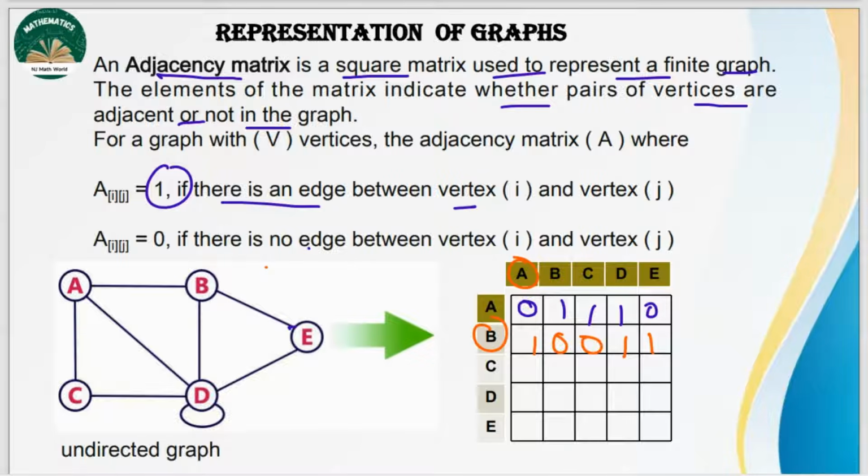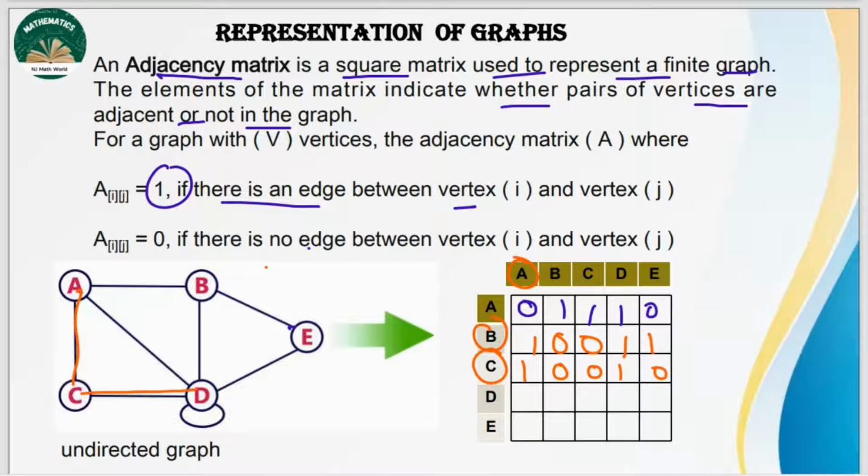Next one, if you take C, from C to A we have 1. C to B we have no edge. C to C we don't have a self loop. C to D we have 1. C to E we have no connection. Then we'll go for the next one.